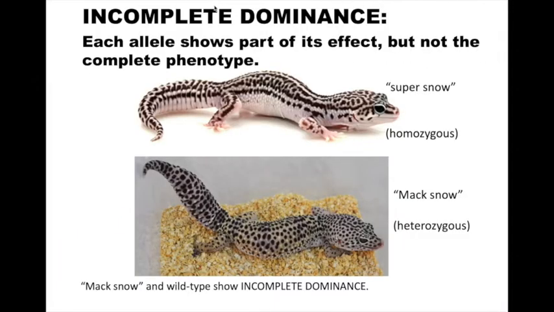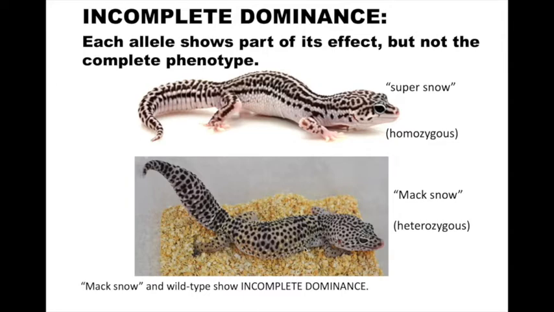There are a couple of other traits I just wanted you to get introduced to. Incomplete dominance is where you have maybe something like wild type and something like super snow in the homozygous state. You've seen what the wild type looks like already. This is what a super snow would look like. If I cross a super snow with a wild type, I get something kind of in between. The wild type has a lot of yellow coloration. The super snow doesn't have any. So I get kind of a yellowish white color. If you remember my leopard gecko Rocco, that's what he has.